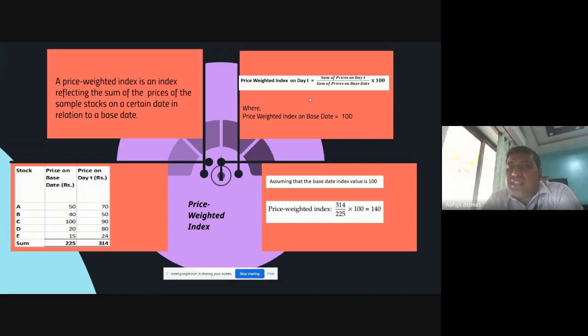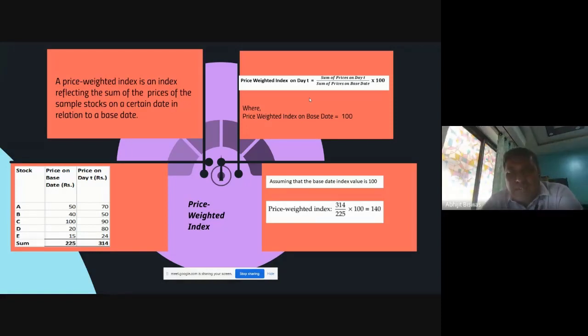If you want to calculate what is the price index at T, then you have to see what is the total price of the stocks that you hold on a particular day T, and what was the sum of the prices of those stocks on the base date. So you take a ratio of these two, that is sum of prices today and sum of prices on base date. So that ratio is multiplied with 100, that is the base day price weighted index, to arrive at what is the price weighted index on day T.